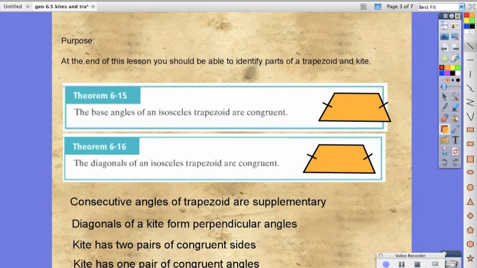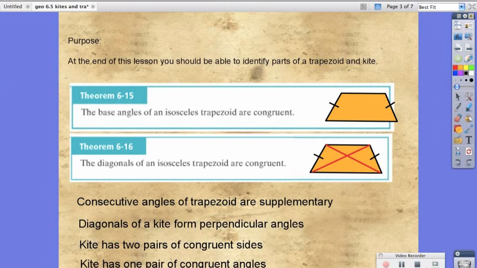Theorem 6-15 says the diagonals of an isosceles trapezoid are congruent, which means that this angle and this angle are congruent. And let's go over the last four. It says consecutive angles of a trapezoid are supplementary. That means that this angle and this angle are supplementary. Okay, the diagonals of a kite form perpendicular angles. A kite has two pairs of congruent sides. And a kite has one pair of congruent angles.